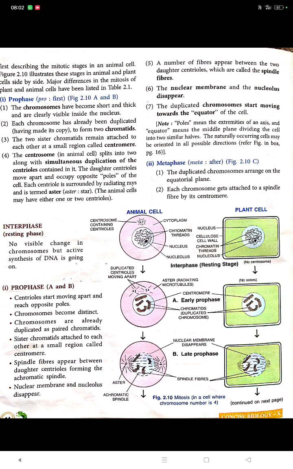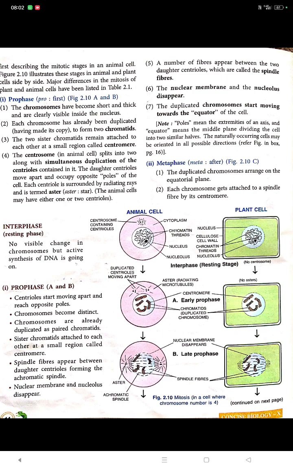Interphase. Here the diagram is given, you check these only. No visible change in chromosomes, but active synthesis of DNA is going on. No change occurred in the chromosomes. Synthesis of DNA is going on, meaning the production of DNA is going on.